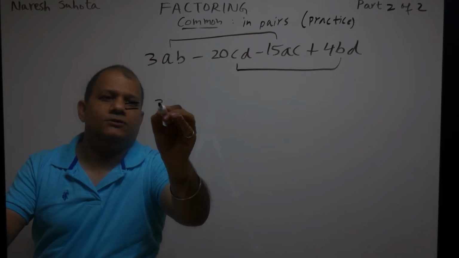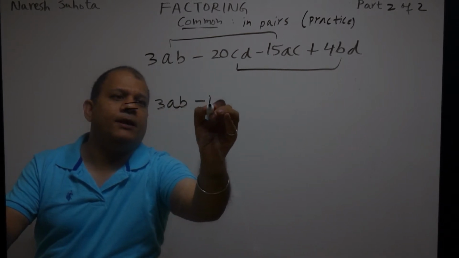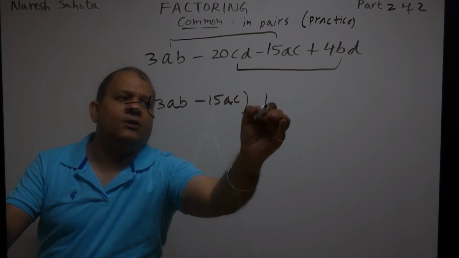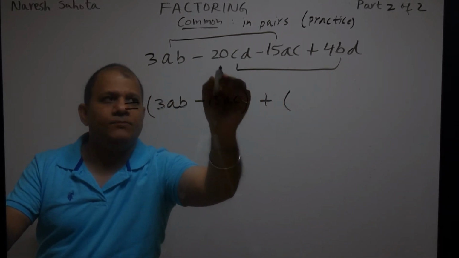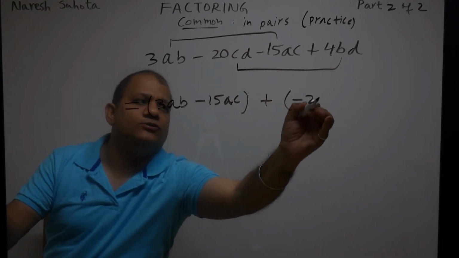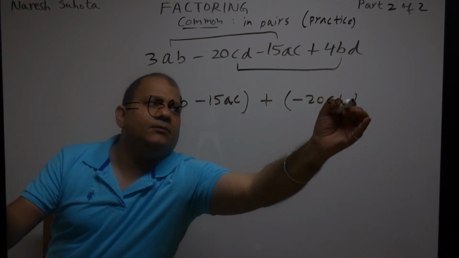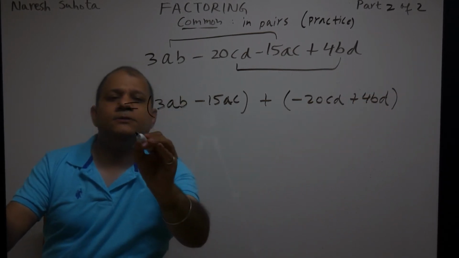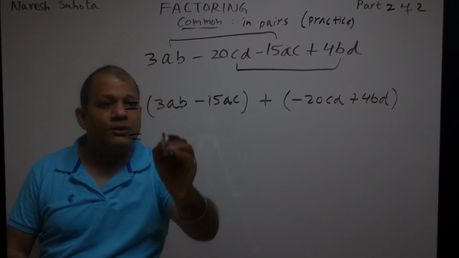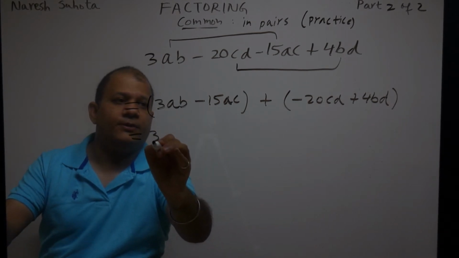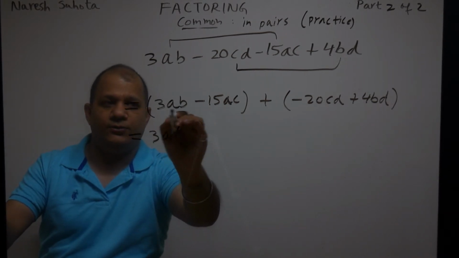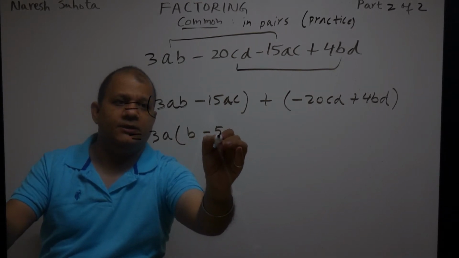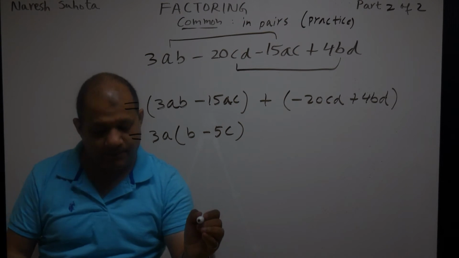And that will work. So 3AB minus 15AC, in brackets, always have a plus here. So minus 20CD plus 4BD. Okay, so let's common factor now. So from here I can factor 3, and I can also factor A. So 3A is the common factor. We're left with B minus 5C.